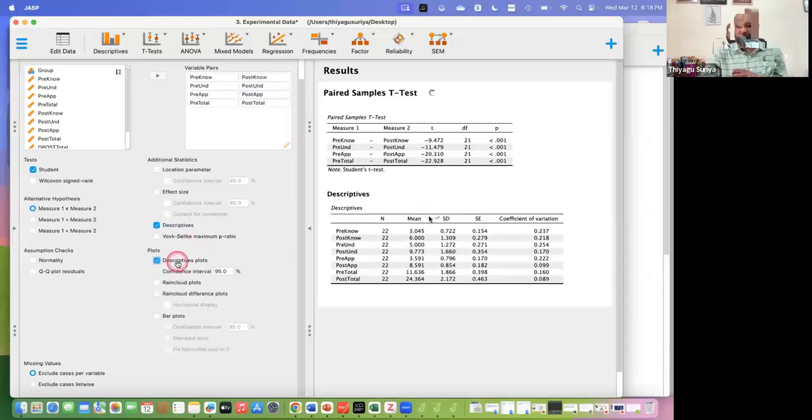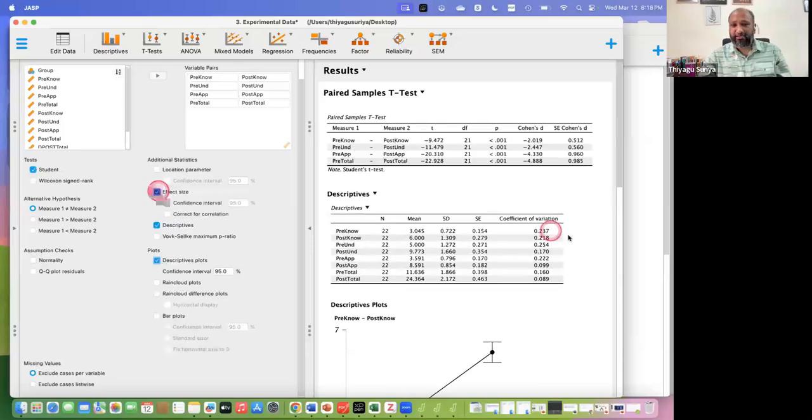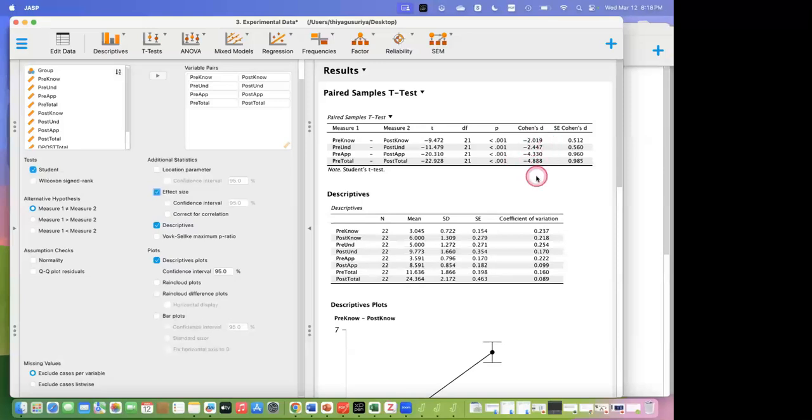Descriptive plots. Can we go with the effect size? Can we do this effect size calculation for the experimental method? Yes, we need. Click the effect size. Automatically the Cohen's d value comes. What is the meaning? What is the Cohen's d value? It's about 2. About 2.0. Is it a small effect? No.